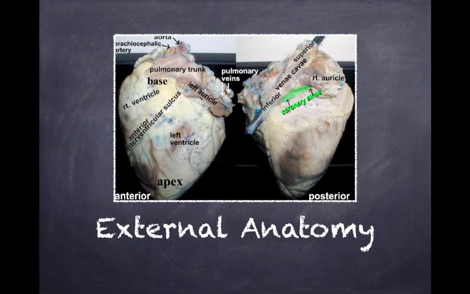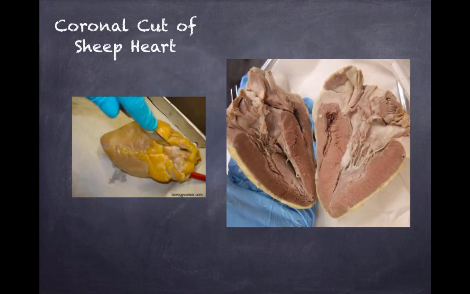After you've found all of the external structures, make a coronal cut of the sheep heart from the base to the apex to open the heart like a book. This will reveal all of the internal structures that you have to see. This is what it should look like. Identify all the structures listed on page 248 and 249 under numbers 9 and 12.